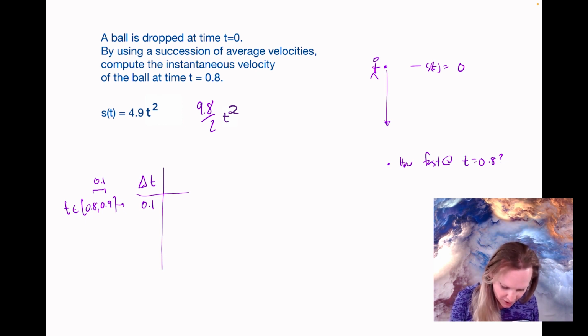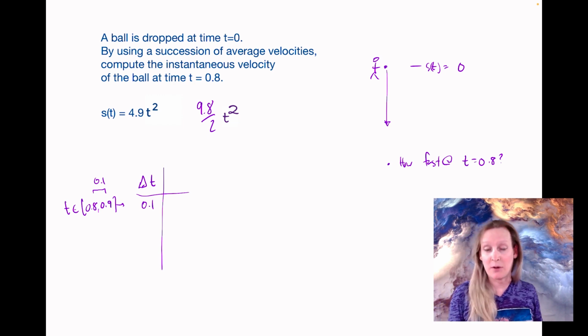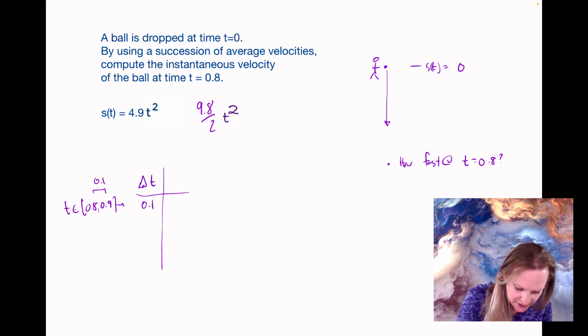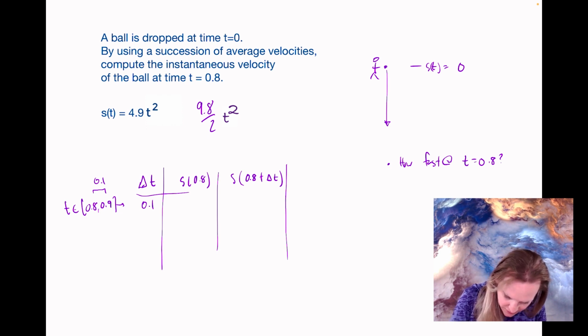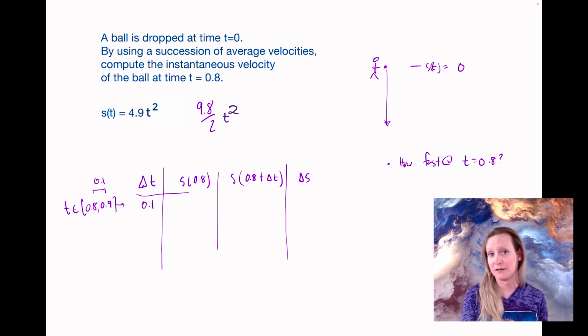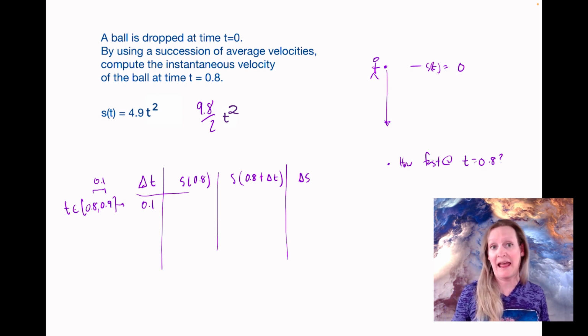Okay, so I need to know a few things about the position and the time at which the ball was at that position in order to compute this. So I need to know what is s at 0.8, and I need to know what is s at 0.8 plus delta t, and from that I'll compute delta s for the corresponding delta t. Different delta t's lead to different delta s's. So the first thing we need to know is what is the position of the ball at time equals 0.8.